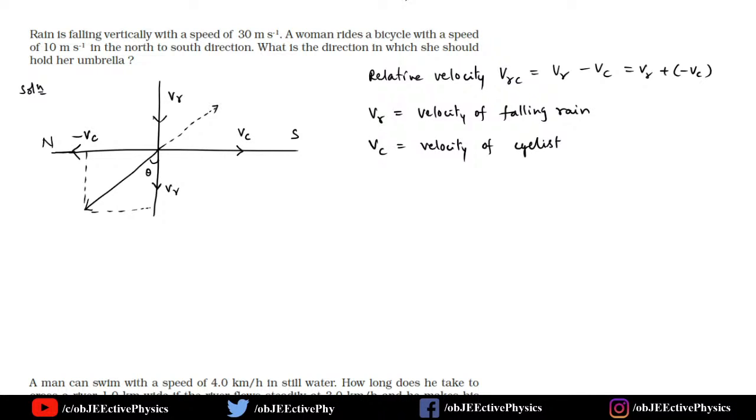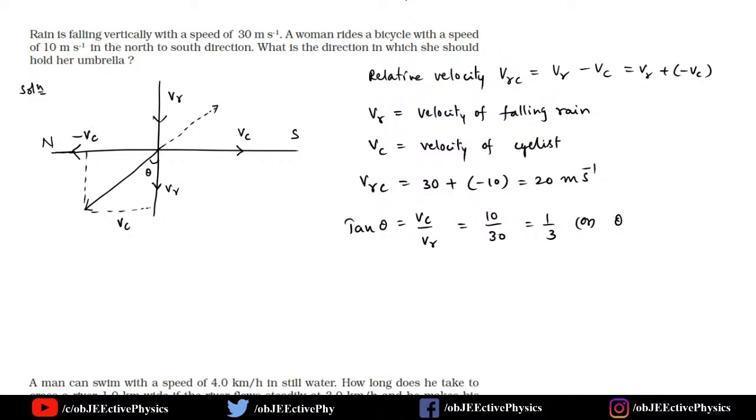So what is Vrc equal to? Vr is given in the question as 30, 30 plus minus 10, that is equal to 20 meters per second. Relative velocity between rain and cyclist is 20 meters per second. And next, tan theta gives the direction. What is the opposite side here? Vc is the opposite side to theta. Vr is the adjacent side. Vc is 10, Vr is 30, that is 1 by 3.